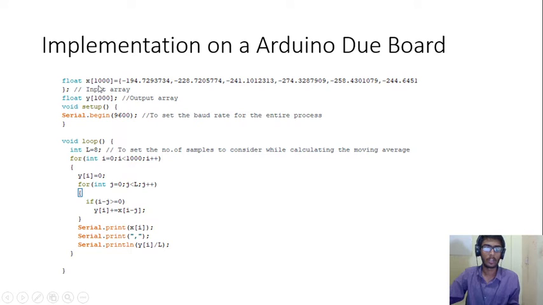So here the input array has a sample size of 1000 and this is the output array. Here we have set the number of samples or the window size as L equals 8, and this here is exactly the same implementation as we saw, where y of n is equal to 1 upon L times the summation over i equals 0 to L minus 1 of x of n minus i. This is just the application of that converted into a C algorithm. And here we have actually set the baud rate, which is very important when you are doing anything on the Arduino board. This sets the speed of processing for the entire process.